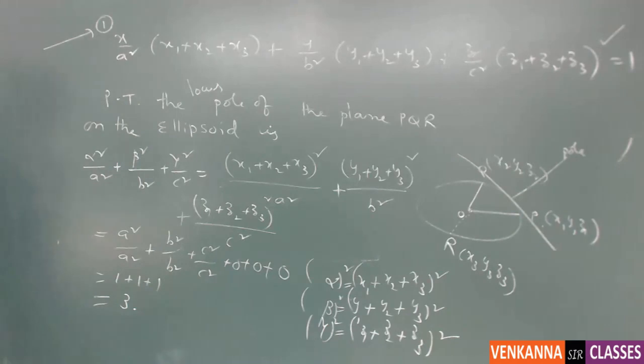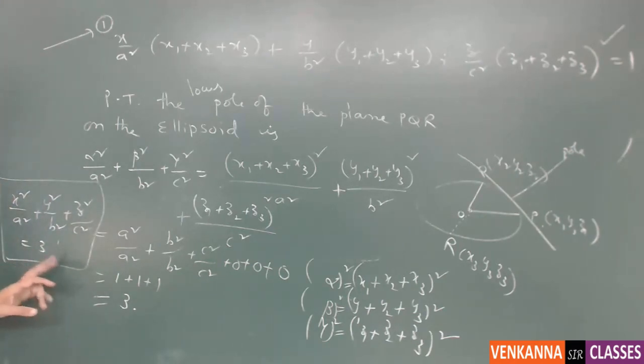The locus is nothing but x square by a square plus y square by b square plus z square by c square is equal to 3. This is the required locus. Please take a note of that. After noting, please inform. Any questions for anybody? Yes or no?